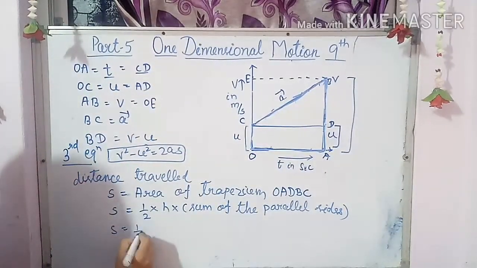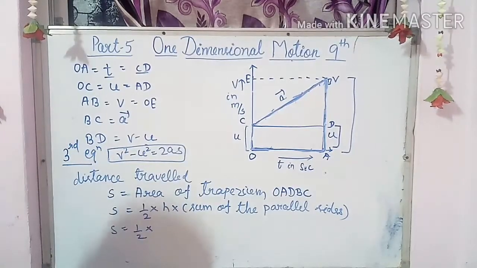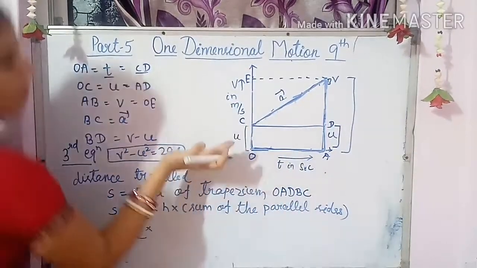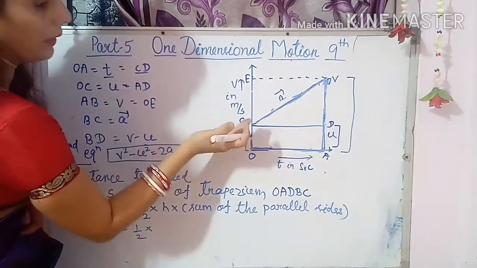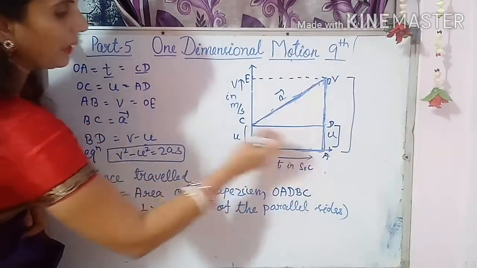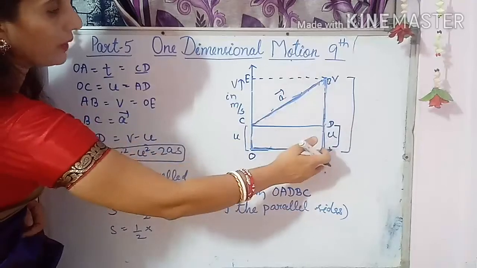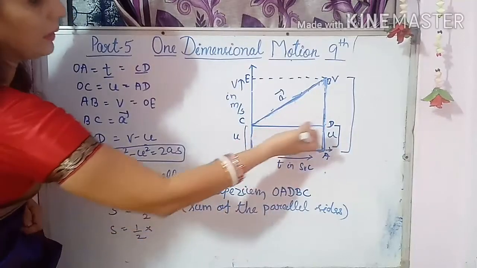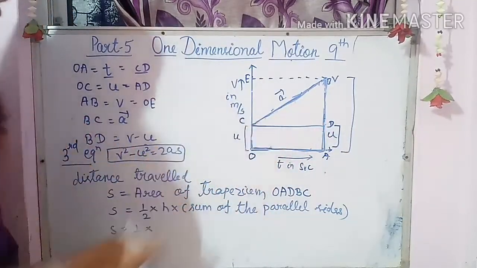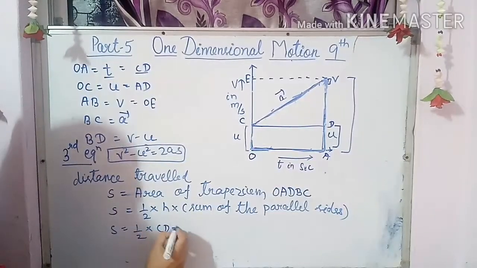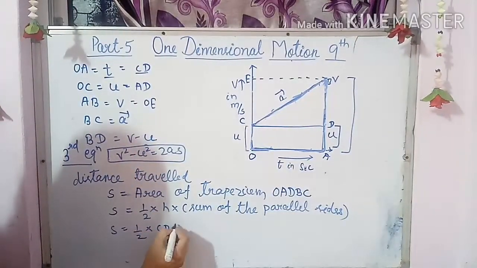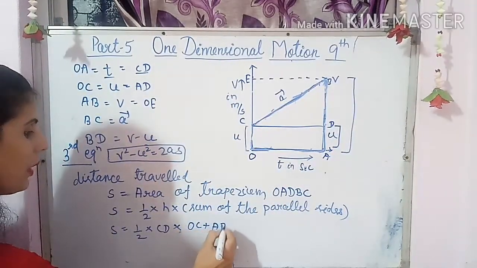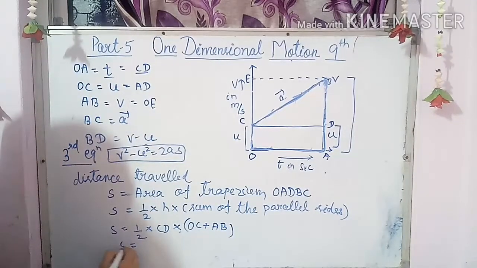Now S equal to half into, here you are taking the height. So what is the height here? Now you can say, how will you calculate? Just see from this side. These are the parallel sides, this AB and OC are parallel. So right now what is the height then? CD is the height. Remember children, that is CD. So here you can put CD, into sum of the parallel sides. Parallel sides are OC plus AB.